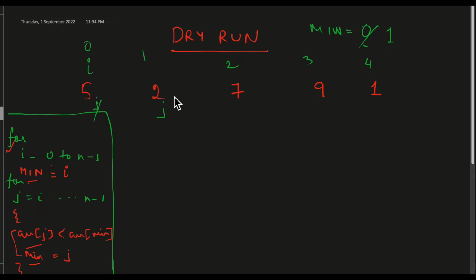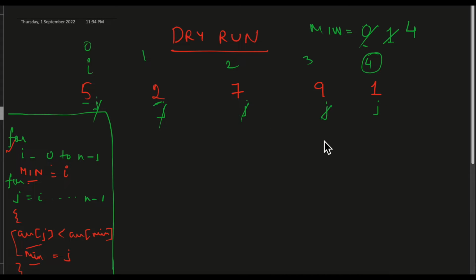Now min is 1. Now j moves forward. Now 7 and 2 is being compared. Now our min has changed to this element 2. Earlier, at the beginning of the inner loop, it was 5. Now 7 and 2 is being compared, 7 is greater. So j moves forward. 9 and 2 is being compared. So 9 is also greater. Again j moves forward. Now 1 and 2 is being compared, and 1 is smaller than 2. Because 1 is smaller than 2, this variable's value will change to 4, the index of the minimum element.